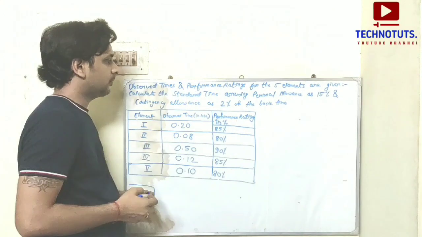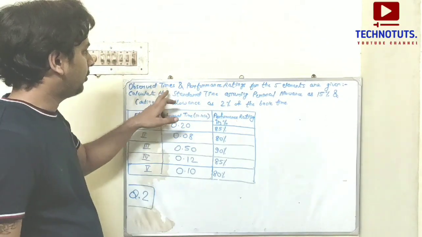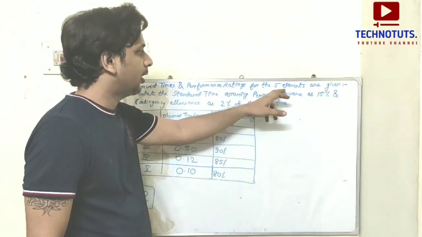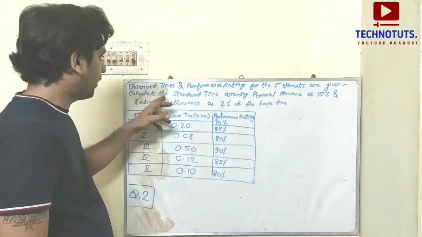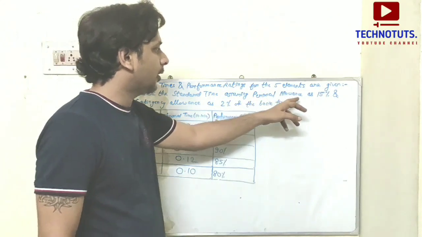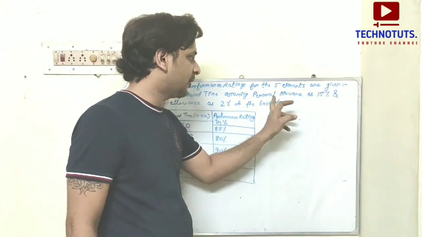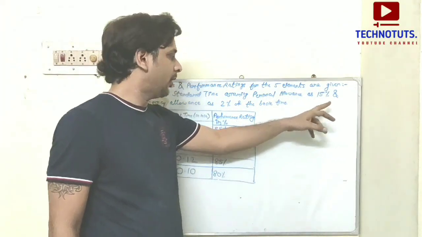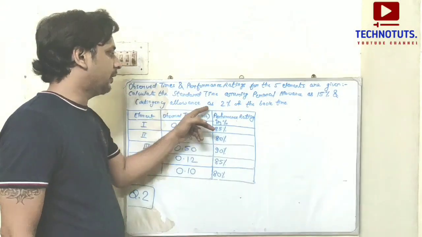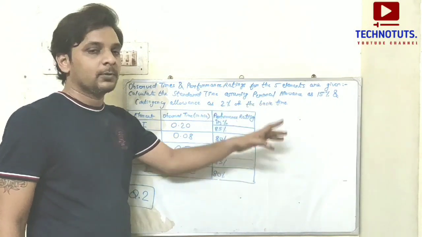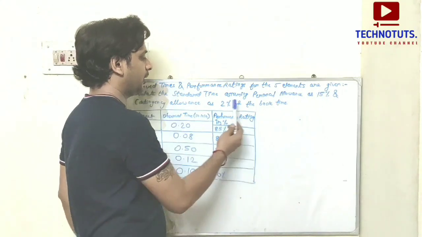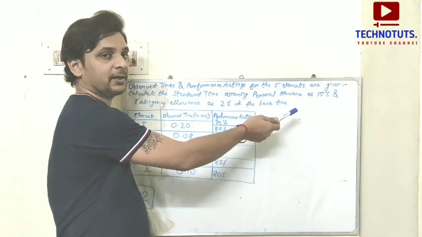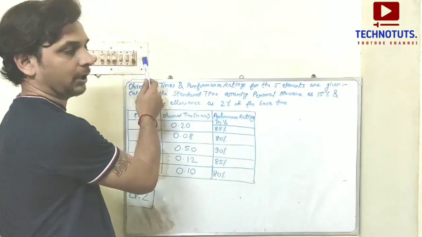Here in this problem, it is given that the observed times and performance ratings for 5 elements are given. You have to calculate the standard time, assuming personal allowance as 15% and contingency allowance as 2% of the basic time. What is the basic time? Basic time is the observed time.